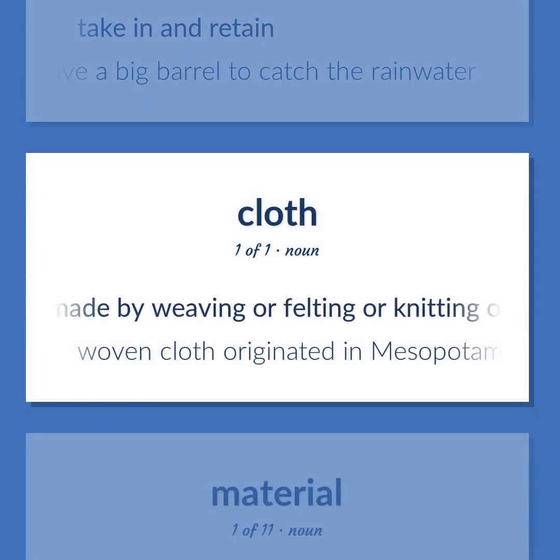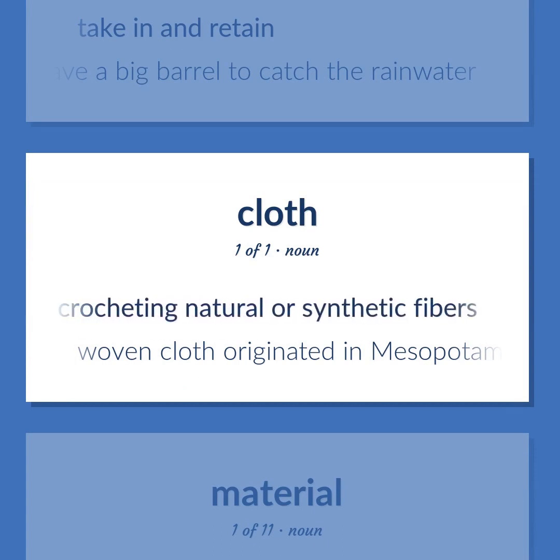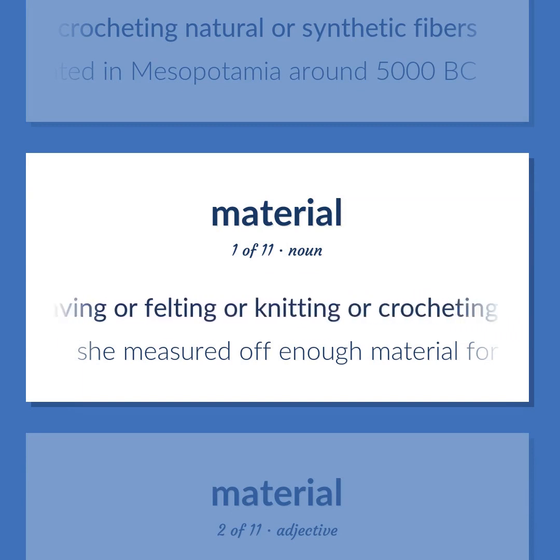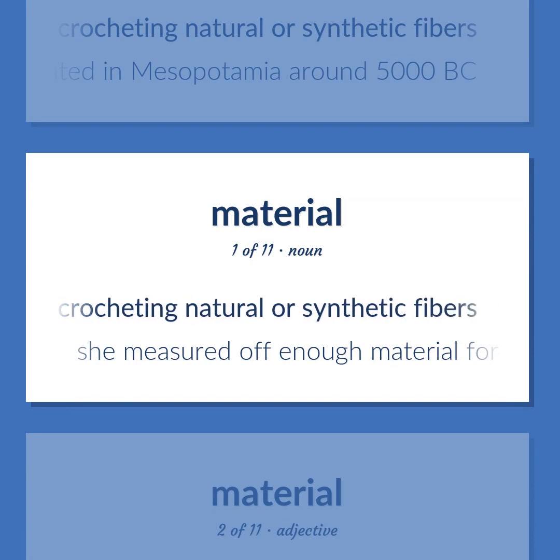Artifact made by weaving or felting or knitting or crocheting natural or synthetic fibers. Woven cloth originated in Mesopotamia around 5000 BC. She measured off enough material for a dress.